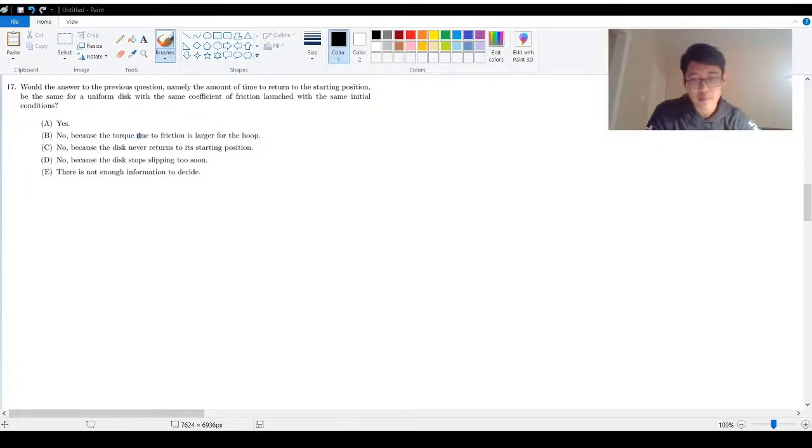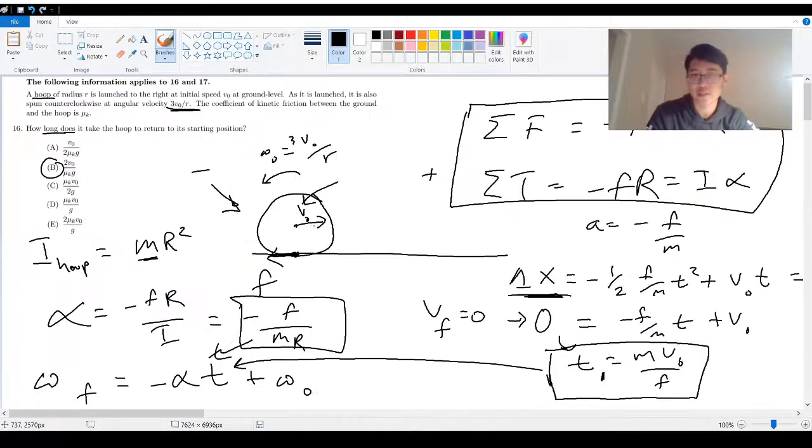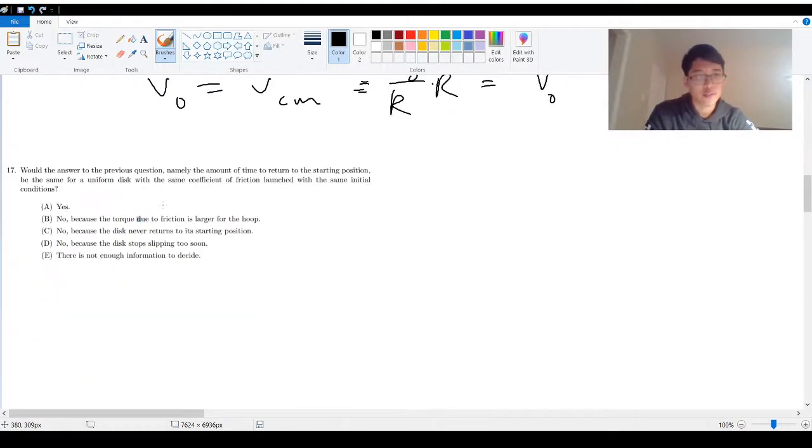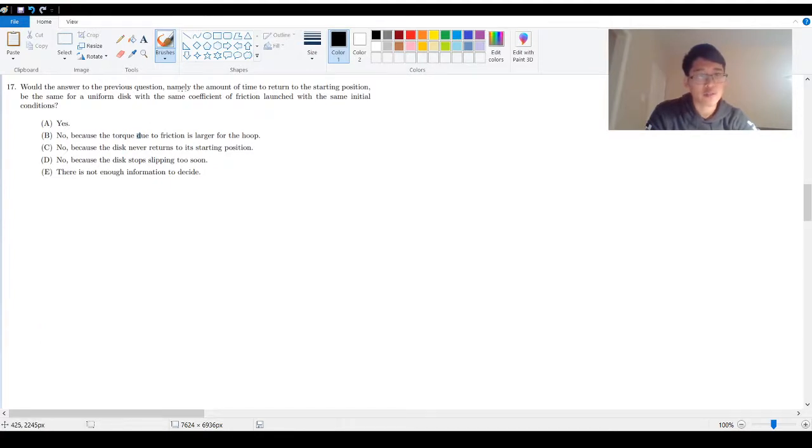Hi everyone, welcome back. Now we're moving on to question 17, which is actually an extension from question 16 that we did previously. The question reads, would the answer to the previous question, namely the amount of time to return to the starting position, be the same for a uniform disk with the same coefficient of friction launched to the same initial conditions?